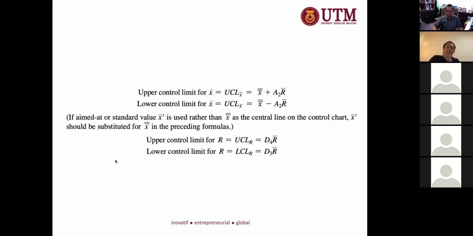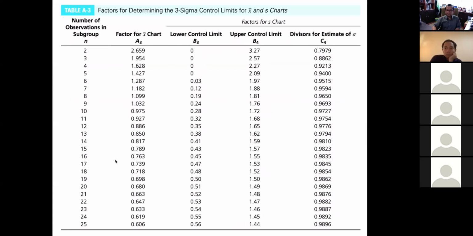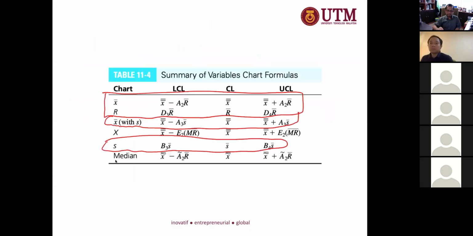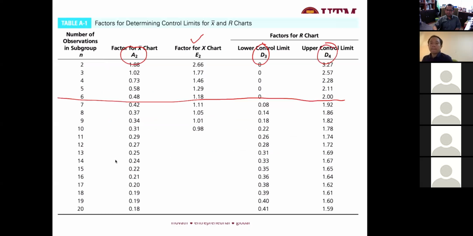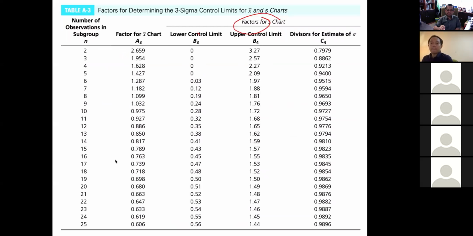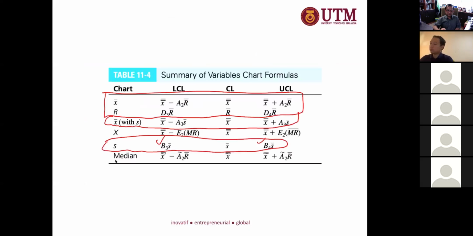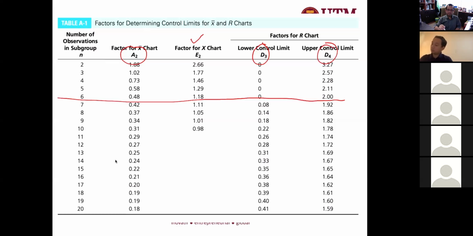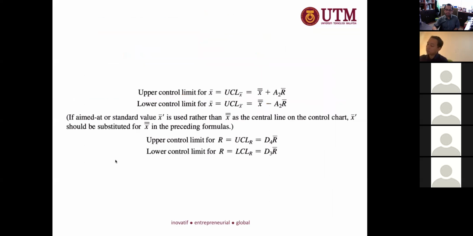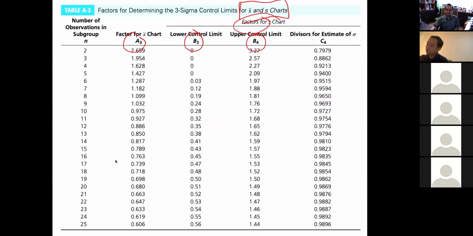This is the formula again, and this is for the S chart. Remember, for the S chart, we need B3 and B4. And for the S chart, B3, B4 is here. And we have A3; A3 is for this one. So if you want to draw an X bar R chart, you use this table. If you want to draw an X bar S chart, you use this other table.